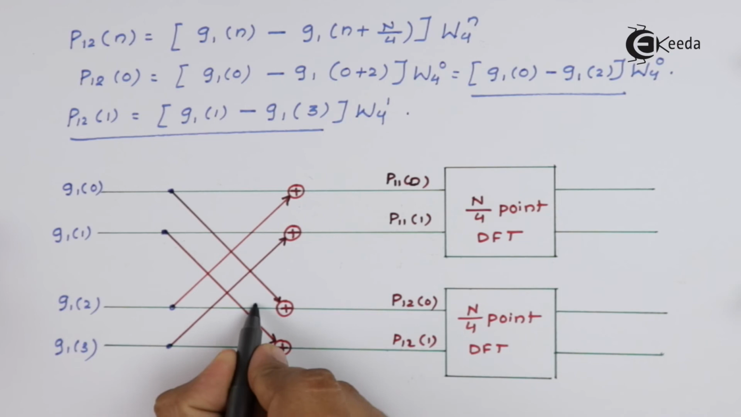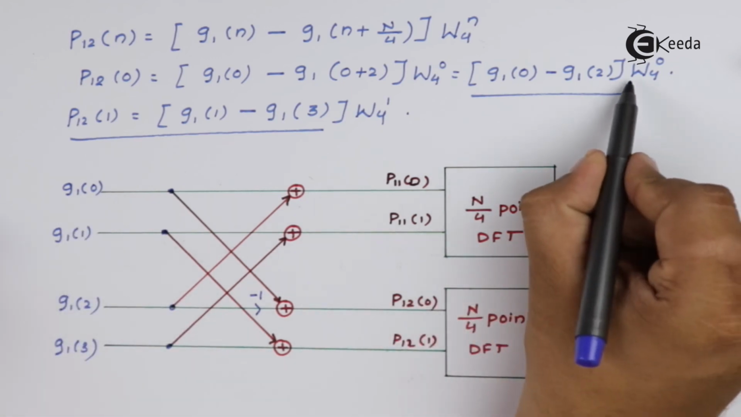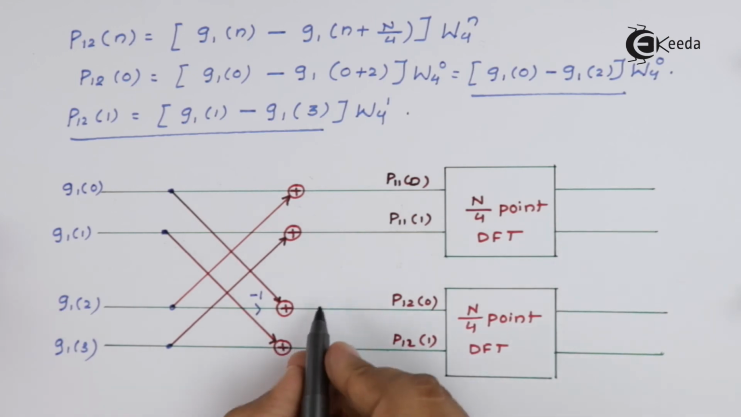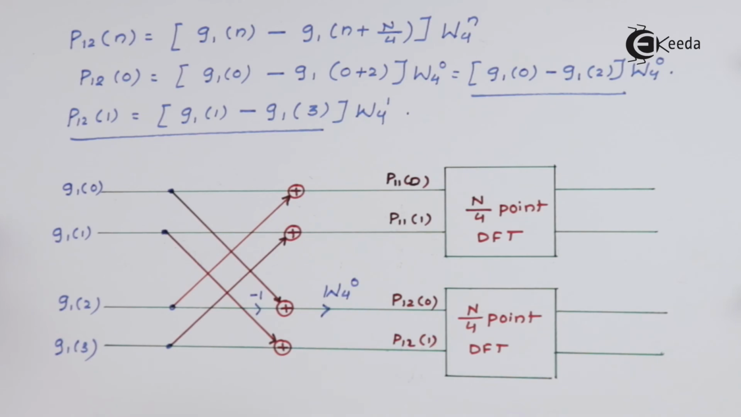But what we want is a minus sign in front of g1 of 2. So what I'm going to do is multiply it by minus 1. So automatically minus into plus becomes minus. So the g1 of 2 value will be subtracted from g1 of 0. But after this subtraction, we have to multiply it by omega 4 raised to 0. So we'll write here omega 4 to the 0.